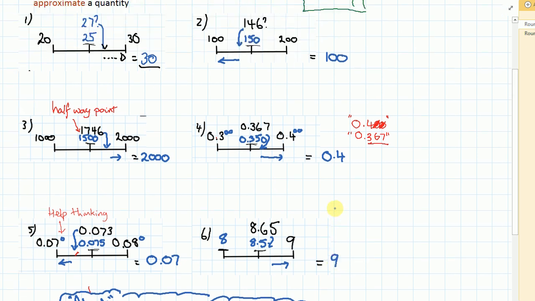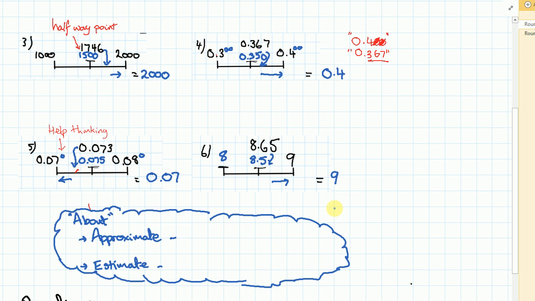Okay, so just to bring in some descriptions, there's two words that mean the same as about, but they have different meanings mathematically. An approximate answer is close to the actual value. We actually know that value. So we actually know the actual number.